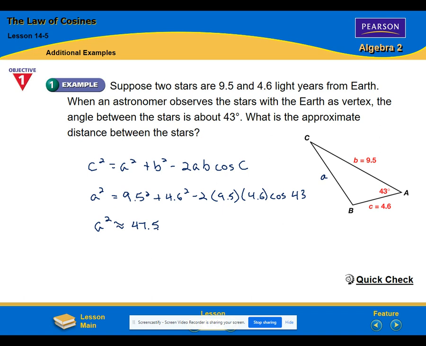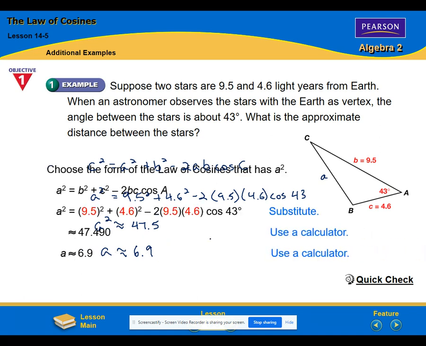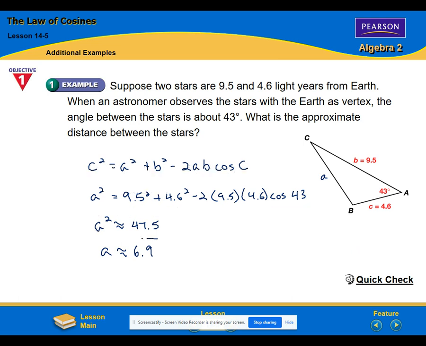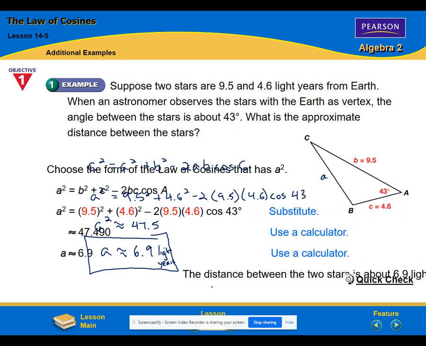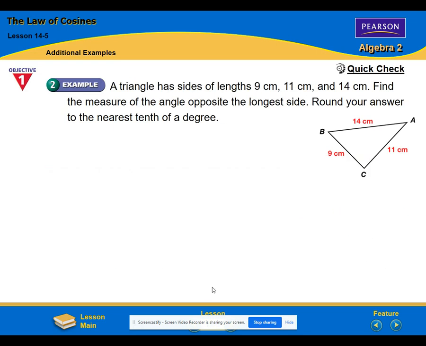And if I round to the nearest tenth for this one, it's going to be 6.9. Watch the directions in the book about what they say to round to. Also on Khan Academy, watch the directions. I got 6.9. Okay? And that would be, I think it was light years. If you look at the example, it's 6.9 light years per units. Now that's how you solve for a side length.